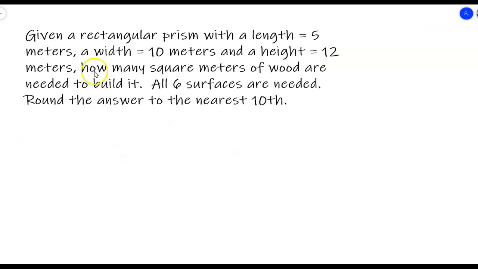Alright, so for this one it says, given a rectangular prism with a length equal to 5 meters, a width equal to 10 meters, and a height equal to 12 meters, how many square meters of wood are needed to build it? All 6 surfaces are needed, and they want us to round the answer to the nearest 10th. So with something like this, the first thing I try to do is just draw it to get an idea of what we're talking about.